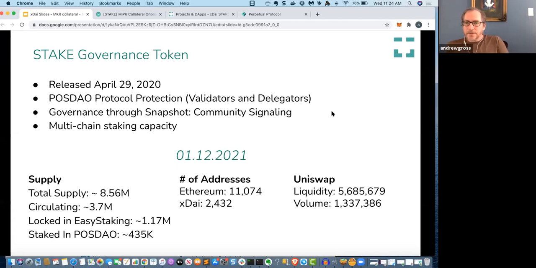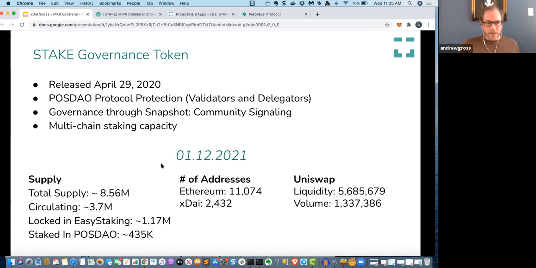So as far as the stake token, as I mentioned, it was released last year in April, and the primary function is for protocol protection for staking for validators and delegators, as well as stake weighted voting. And one interesting feature about stake is that it doesn't need to just be used on xDAI because it lives on Ethereum. It can be bridged to other chains and used as a staking token in that capacity as well. So we like to talk about multi-chain staking capacity for stake. It's not just limited to the xDAI chain.